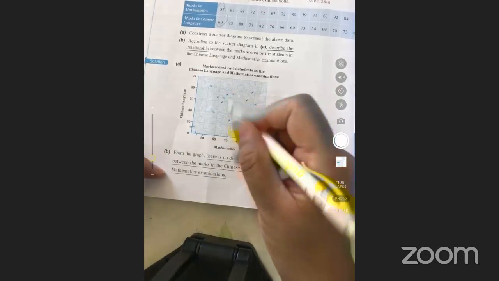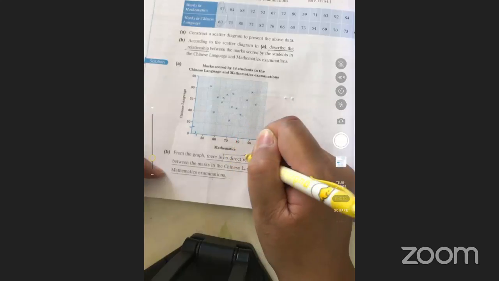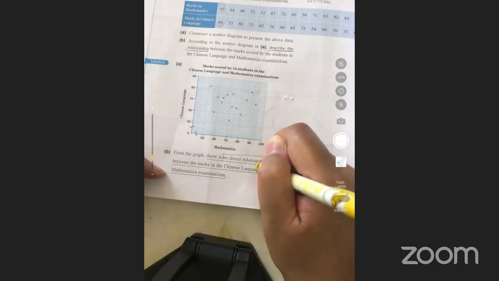Okay, but this is the key point. This is the key point in this answer. Any questions you want to ask at this moment for reading the scatter diagram? Maybe a bit difficult for you at this moment. But it's very simple. You just refer to this one, therefore you can mark this one as your notes.